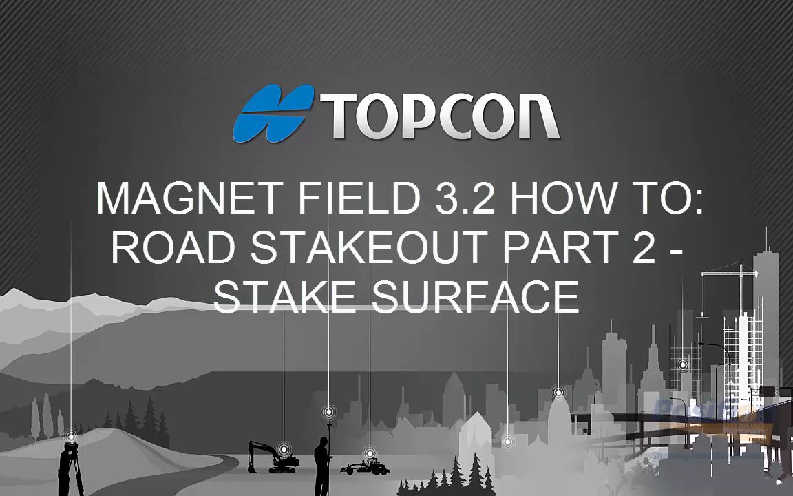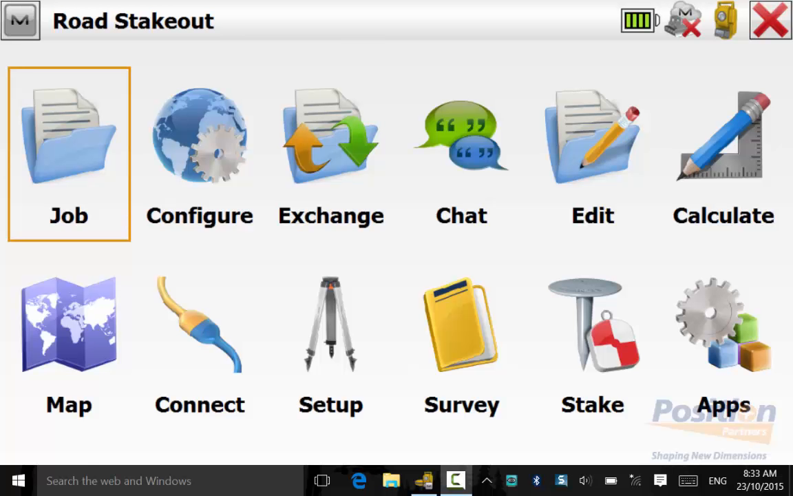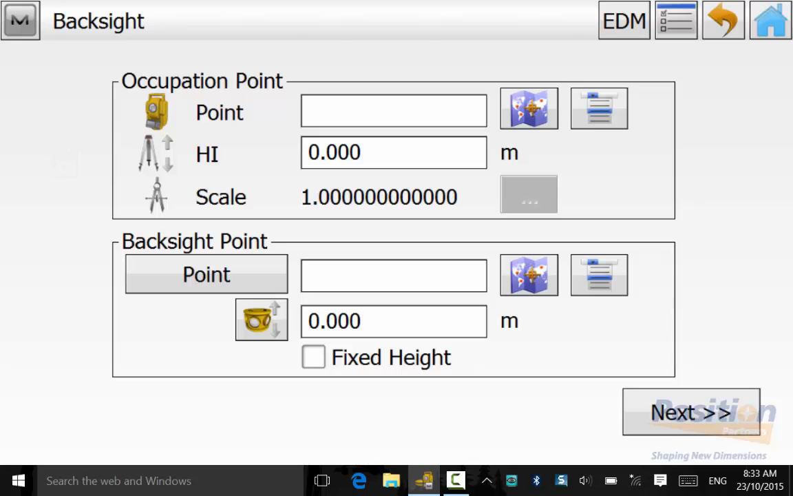In part two of our road stakeout series, we'll be focusing on the stake surface option using Magnet Field 3.2. First, we need to set up our occupation. To do this, we go into setup and then backsight.